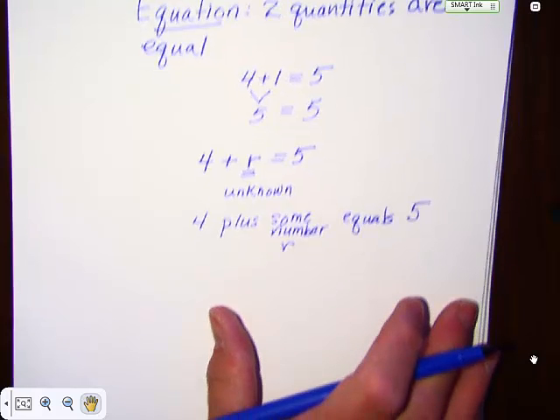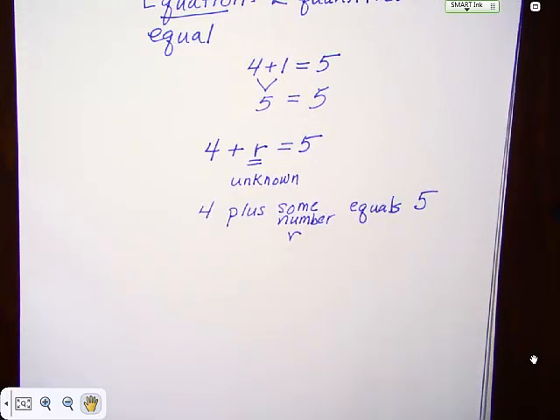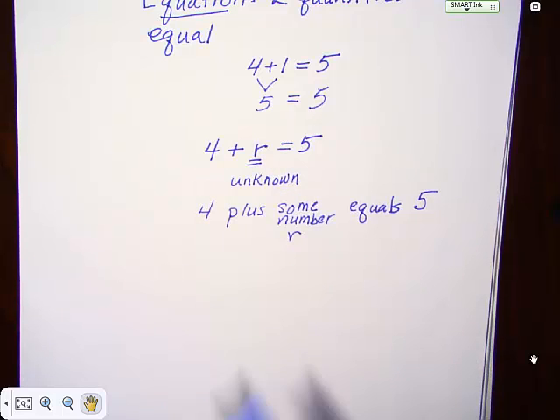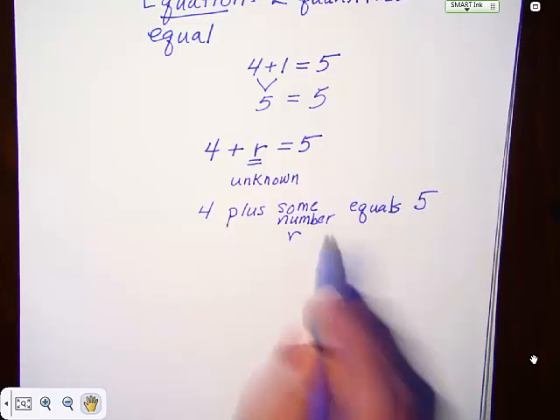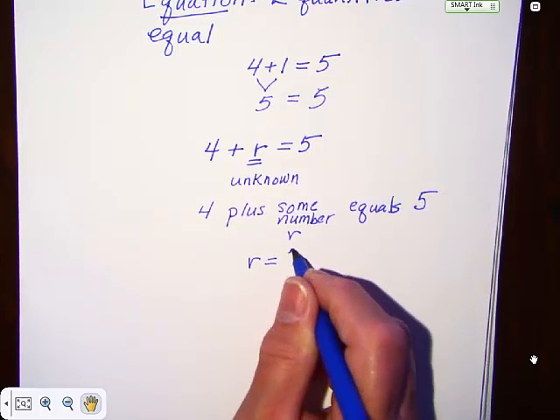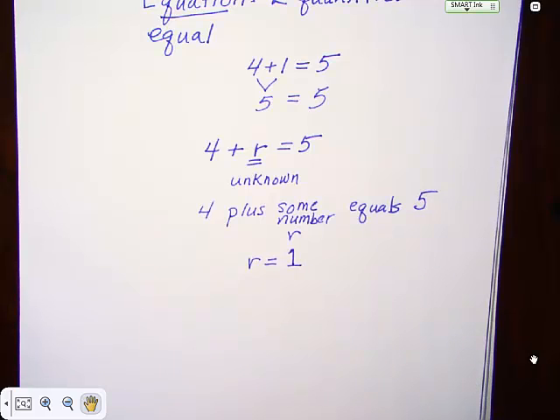Well, if we do the math, or we can do it probably in our head, we would know, even without our earlier experience, that 4 plus 1 equals 5. So that some number r is actually equal to 1. And we've just solved our first equation.